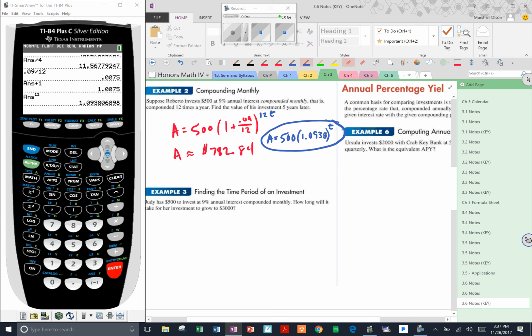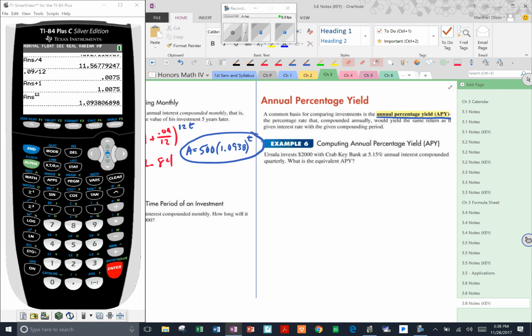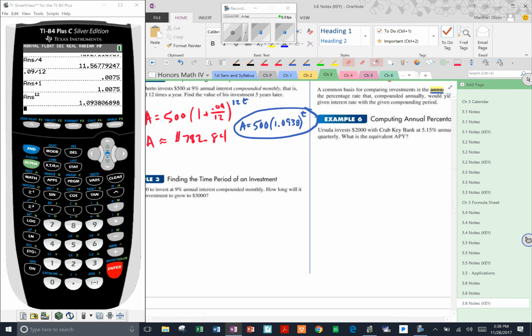This is something that we're going to talk about a little bit later, actually, in this problem right next to it here, where it talks about what the annual percentage yield is. What would that same scenario be like if we had an annual interest or compounded annually instead of 12 times per year? This would be the equivalent interest rate in this case. That 9% becomes 9.4%, just about, by compounding it 12 times per year.